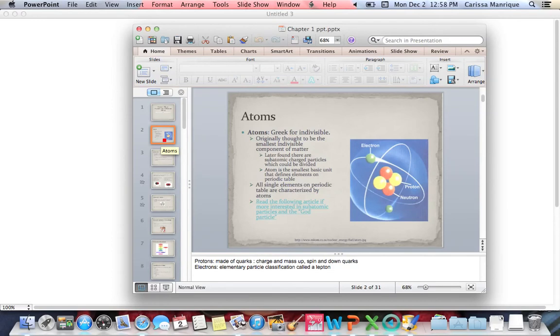Matter is composed of atoms. At one point, the Greeks thought atoms were indivisible, meaning you couldn't divide them. It was the smallest form of matter. It's as small as you could get. Well, they found that actually matter goes into smaller components. We know these as electrons, protons, and neutrons. And that's what an atom is made of.